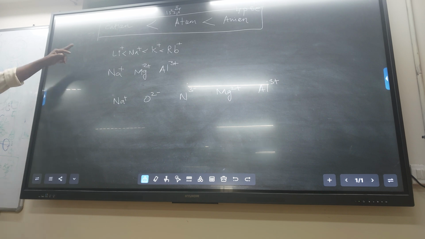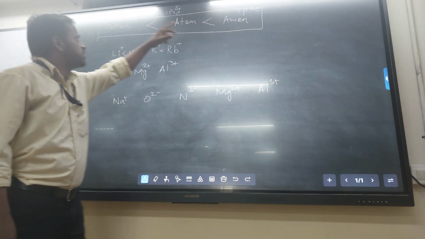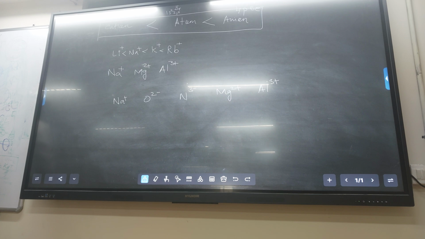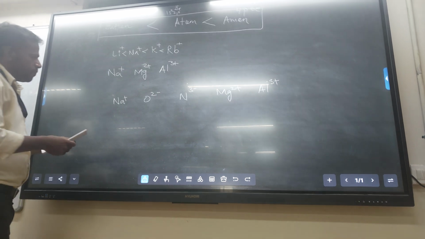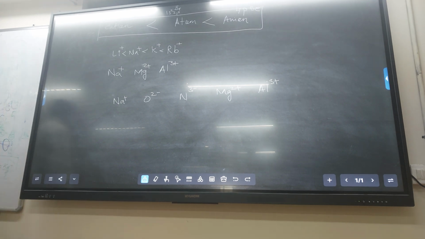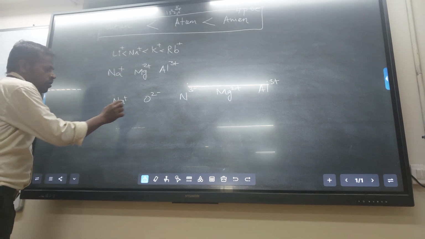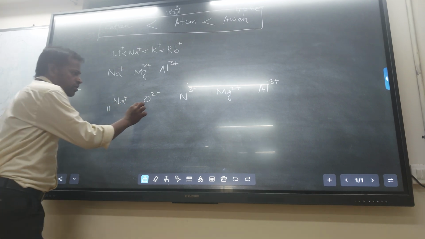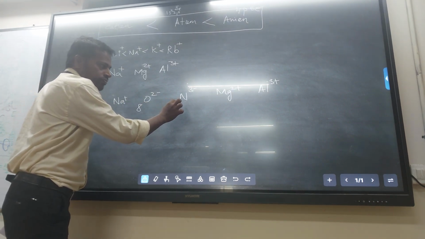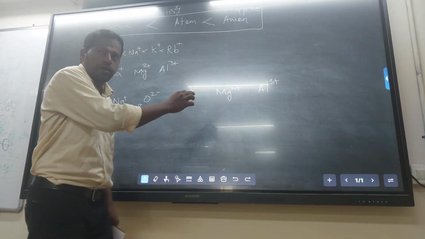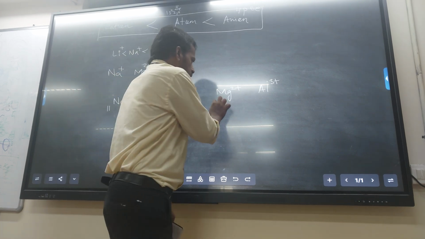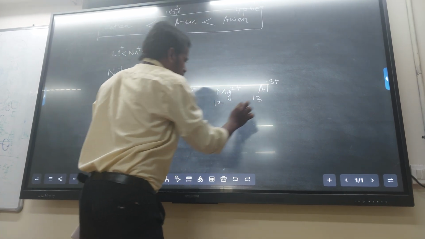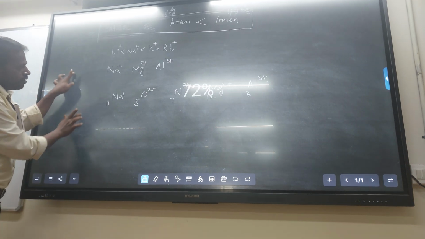That is what we discussed, right? Anion has the maximum radius, then the cation. You have that clue. Think about it. What is the sodium atomic number? 11. Oxygen atomic number 8. Nitrogen atomic number 7. Magnesium atomic number 12. Aluminum 13.